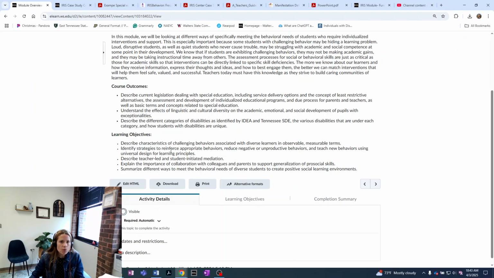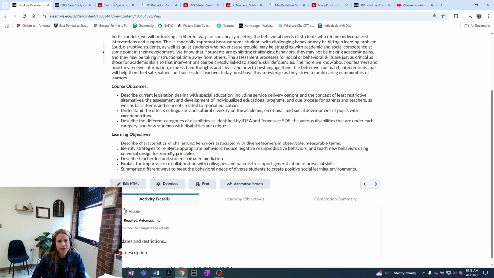So our objectives for this specific module is to really describe characteristics of challenging behaviors, right? And remember, whenever we're describing them, they have to be measurable, observable terms that we're using. And you're going to learn about how to collect data, how to be able to create a hypothesis of what you think is going on. And when you collect data, that's our measurable, observable way that we can put that in terms.